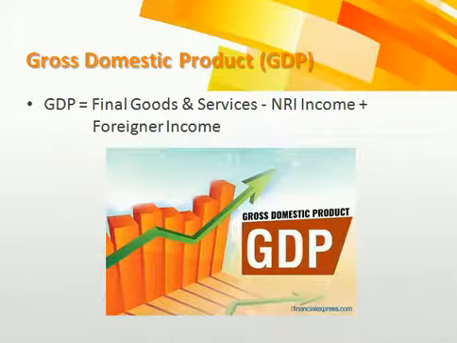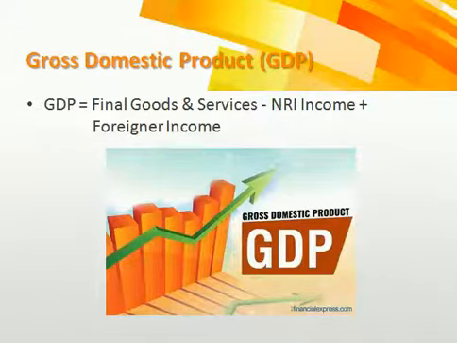Next one is gross domestic product. The GDP formula is quite similar to GNP, but with a major difference. GDP is equal to the final goods and services produced within the boundaries of the country in a period of 1 year, but we subtract the NRI income which is coming from outside, as this income is not produced in our country. It is not the domestic produce, it is the foreign produce, but it is coming to India.